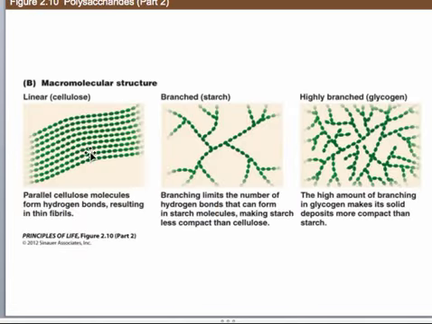Just looking again at the cellulose, it makes these long linear chains because of the way the bonds are formed, and it makes fibrils. Starch, on the other hand, is branched. And then we also make in our bodies a similar but slightly different form of a polymer of glucose called glycogen. We store it in our livers, and we release glucose molecules when we need energy.